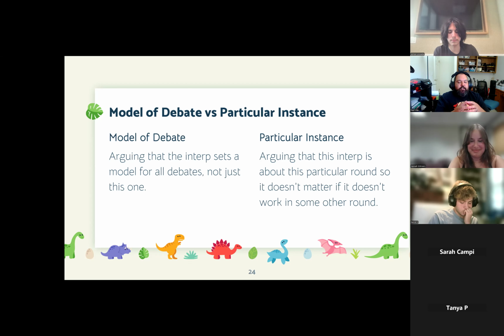Model of debate versus particular instance. We've kind of been alluding to this a lot, right? Model of debate is where you argue that the interp sets a model for all debates, not just the one that we're currently in. Particular instance is arguing that this interp is about this specific round, so it doesn't really matter if it works in some other round, because again, those rounds are all zero-sum.